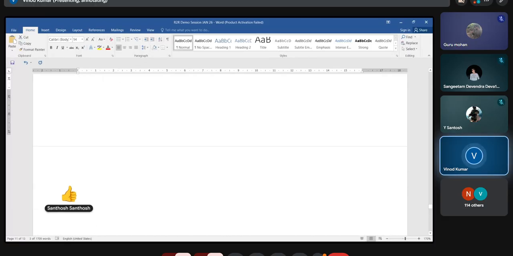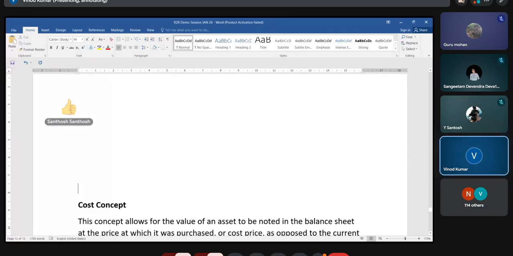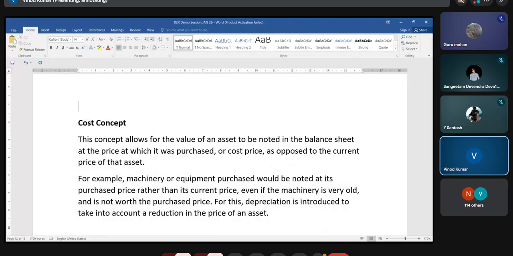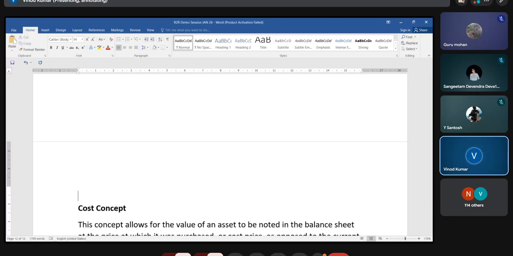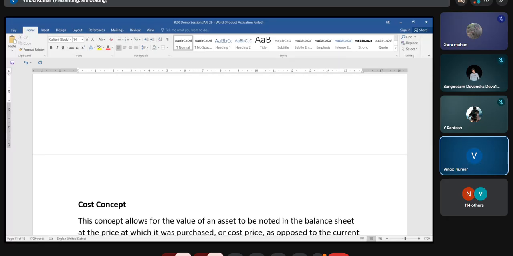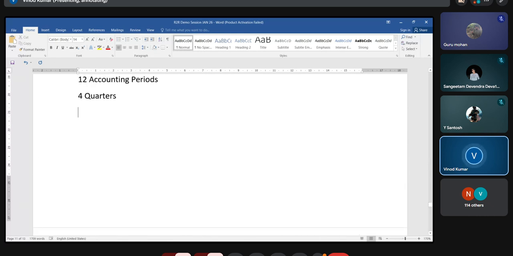So there are 12 accounting periods, guys. Every financial year has 12 accounting periods, and each accounting period will be identified with naming conventions. For example, let me share my screen.